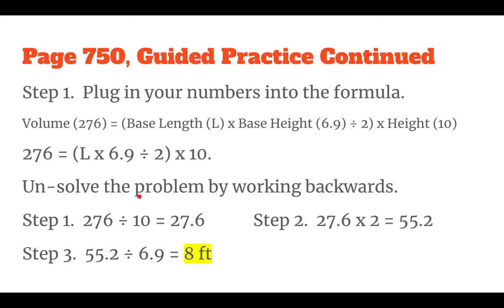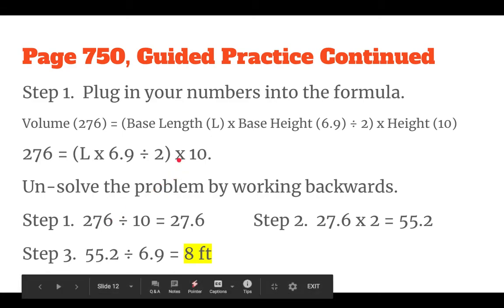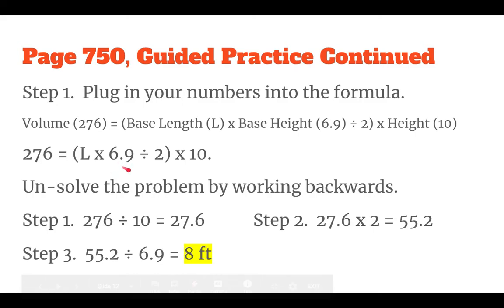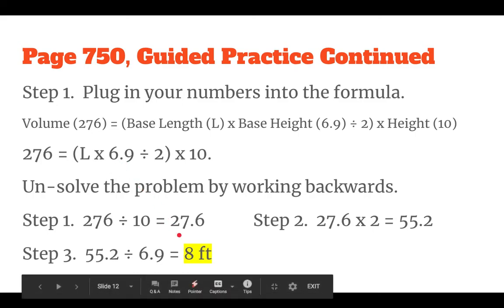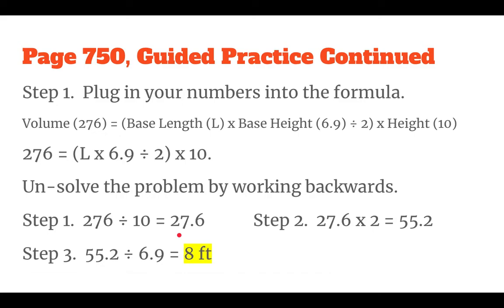You unsolve the problem by working backwards. So I take this 276, and rather than times it by 10, I divide it by 10. It's 27.6. So that gets rid of this. Now I've got 27.6 times 2. It's the opposite of dividing it by 2, and I've got 55.2. And I've got 55.2 divided by this 6.9. Final answer of 8 feet. My guess is that's going to be a little bit tough for some of you, so we'll do another example in just a sec.